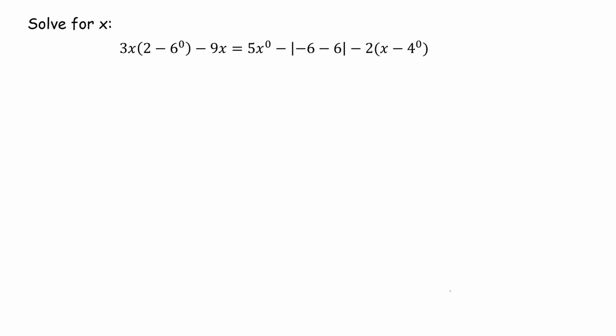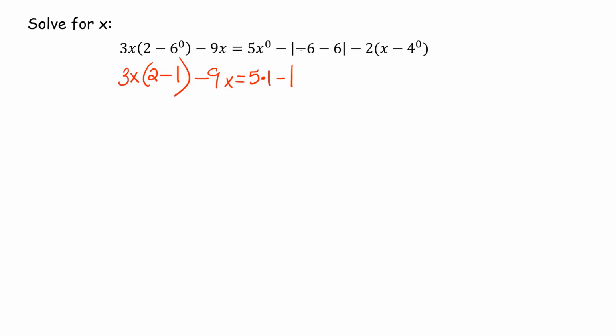All right, I want to solve for x. That means get x by itself. The first thing I'm going to do is go through and change everything that's been raised to the 0 power to a 1. So I've got a 3x, I've got a 2. 6 to the 0 power is 1, so I'm just going to write minus 1. Minus 9x equals 5 times x to the 0. X to the 0 is 1, so that's 5 times 1.